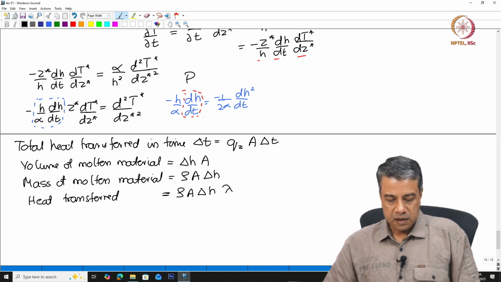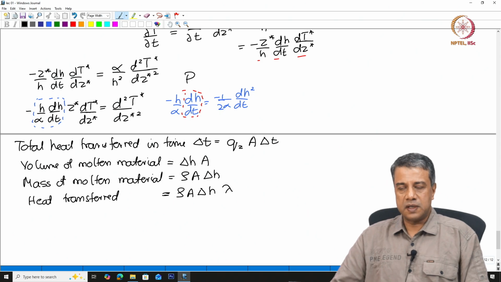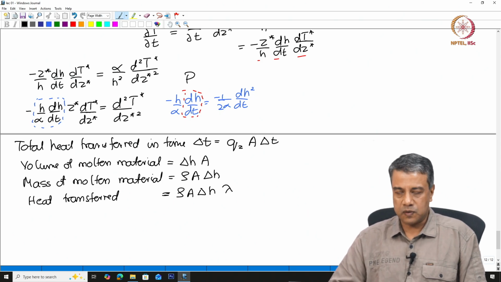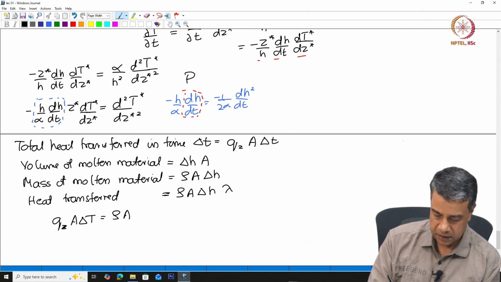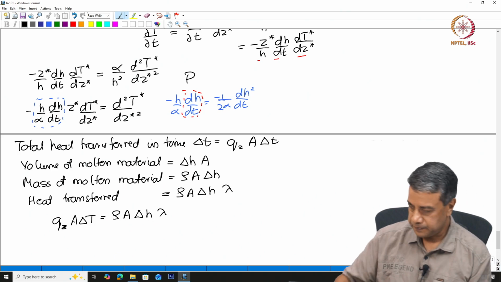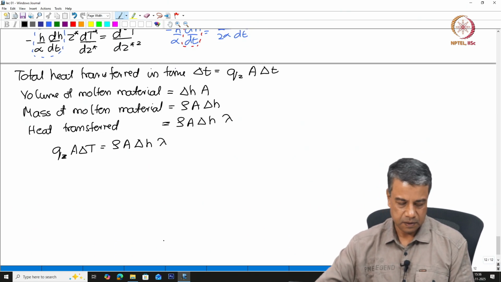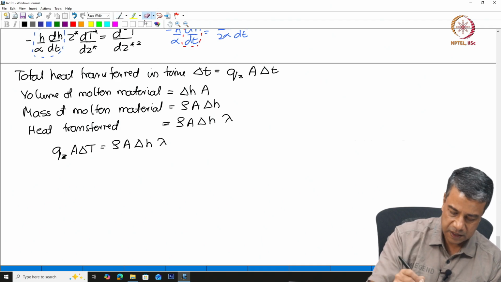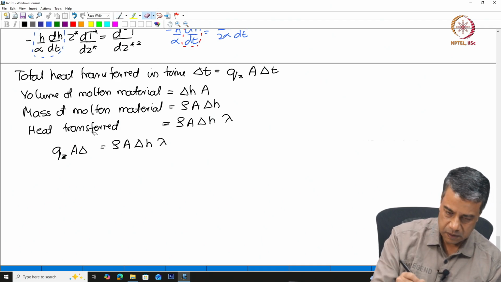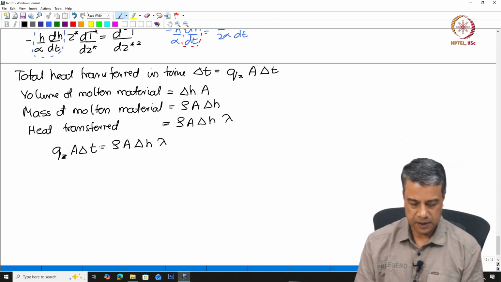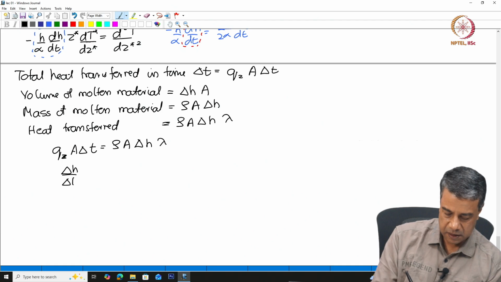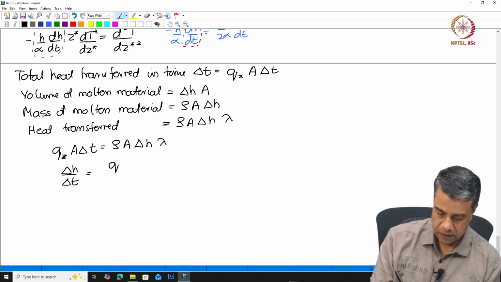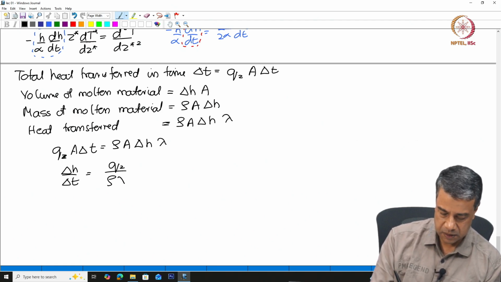Therefore, the heat that is transferred has to be equal to the latent heat of the material times the mass of material molten, or qz A delta t is equal to rho A delta h times lambda. This delta t should be a time, not temperature. And therefore, I will get delta h by delta t is equal to qz by rho lambda.